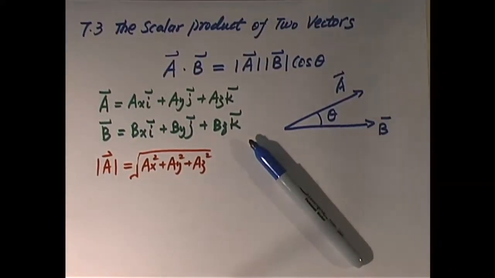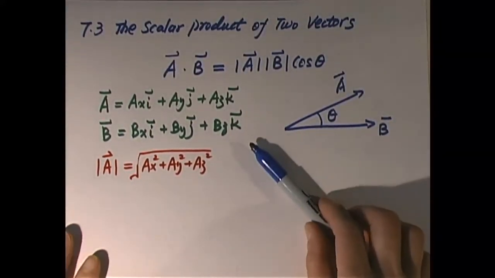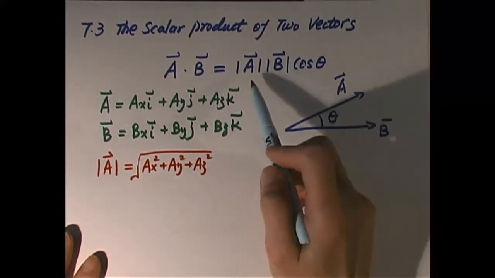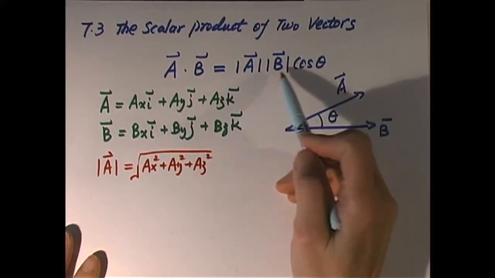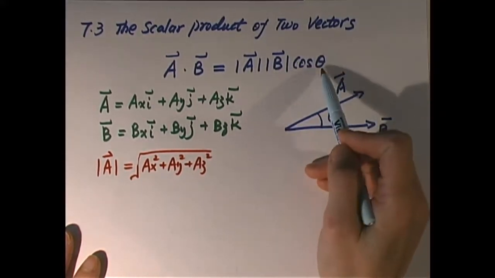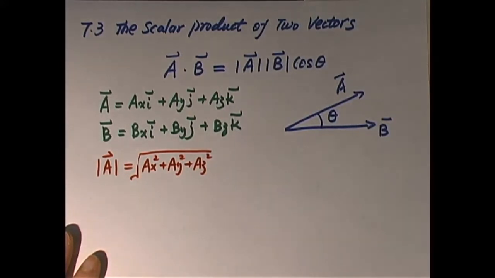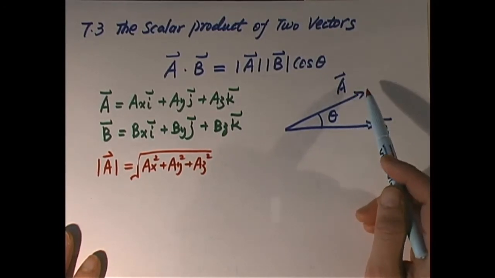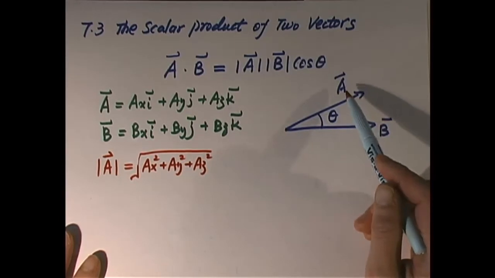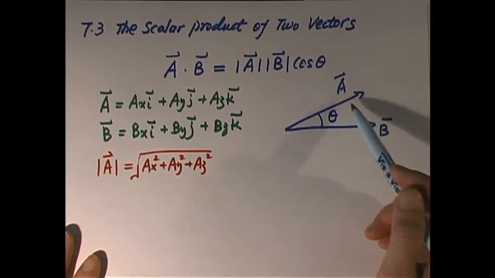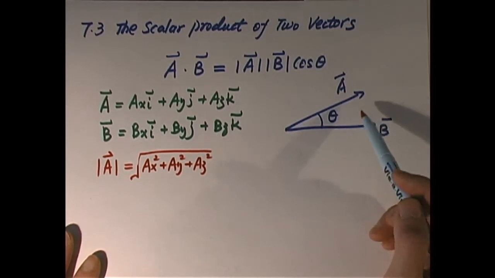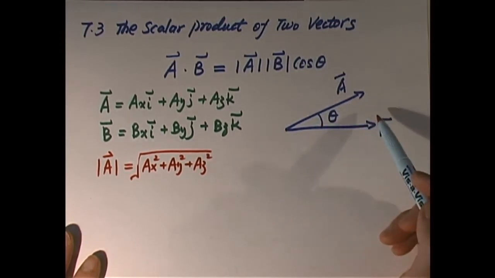Now let's look at the scalar product of two vectors, A dot B. The definition of a vector dot another vector is the first one's magnitude times the second one's magnitude times cosine of the angle between these two vectors. No matter whether the vectors are two-dimensional, three-dimensional, or even one-dimensional, we can always use the two vectors A and B to construct a two-dimensional plane. Therefore, the angle theta is the angle between them.